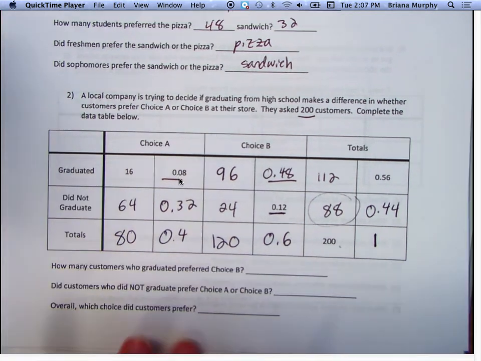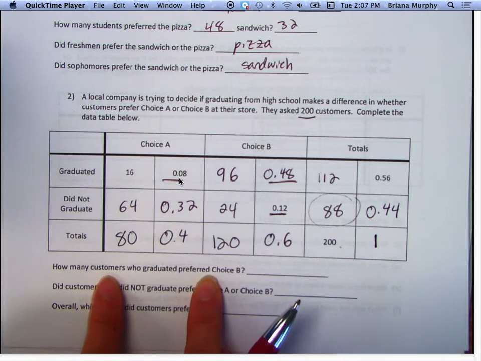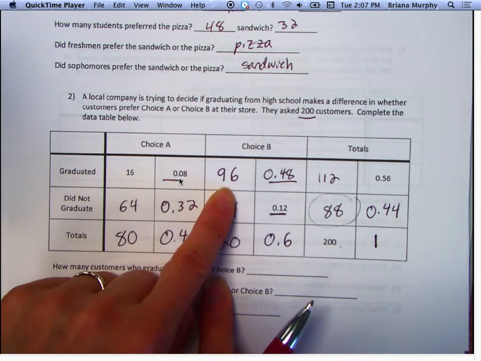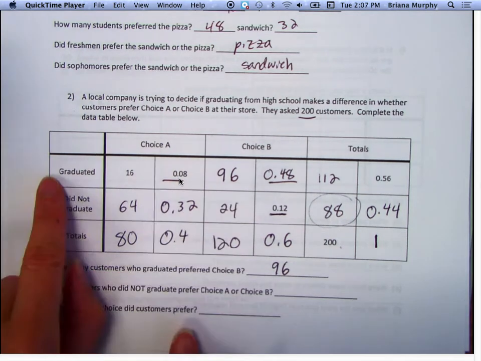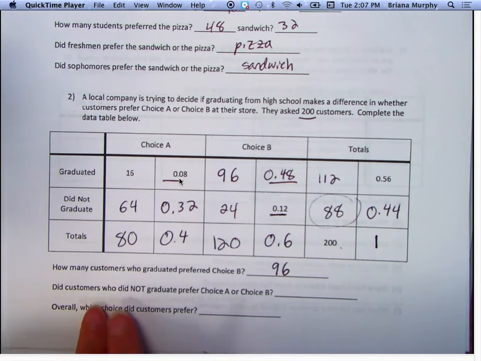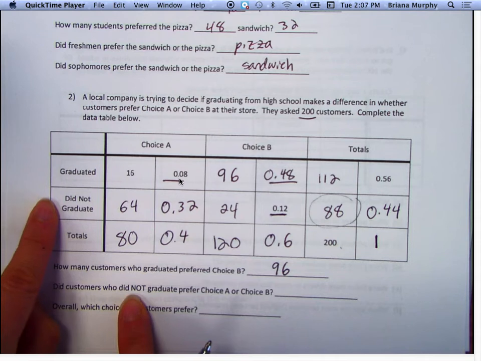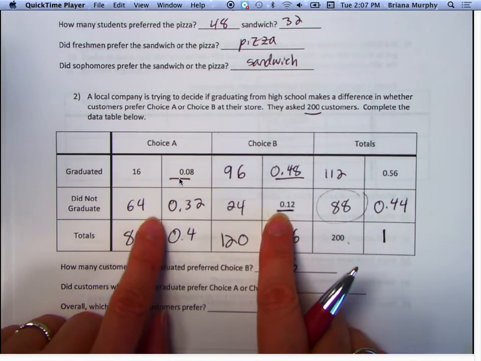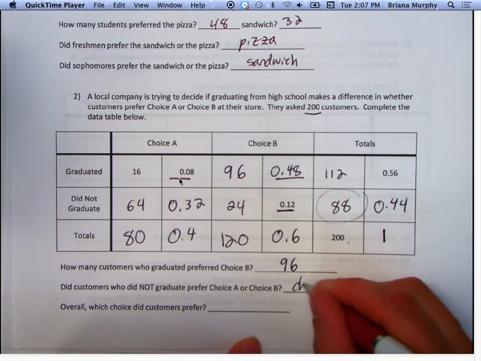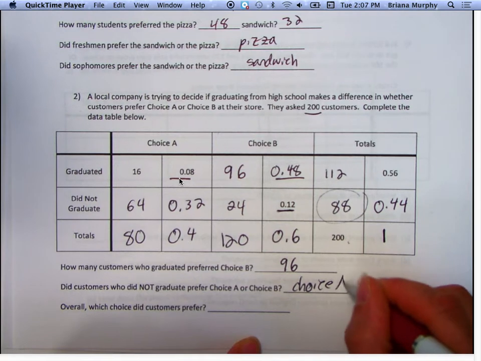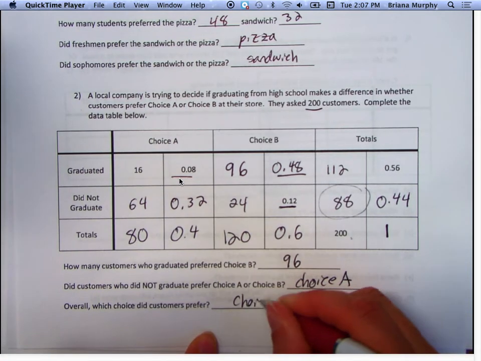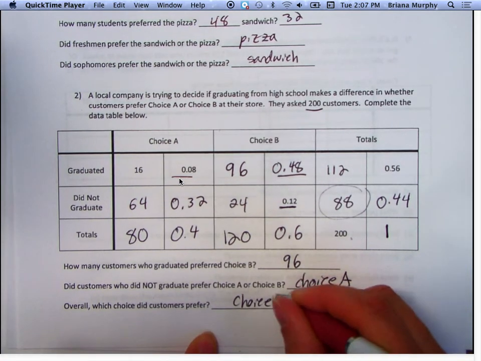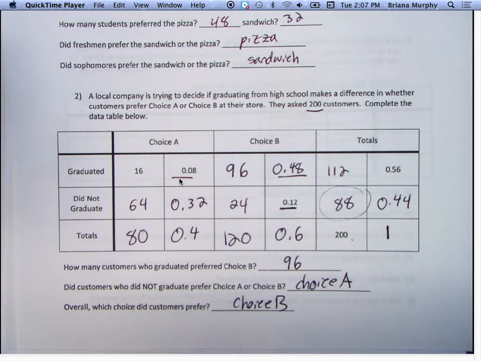Okay. How many customers who graduated preferred choice B? Wow. Graduated. Oh, good. Did customers who did not graduate prefer choice A or choice B? Overall, which choice did customers prefer? Choice B. Okay, turn it over.